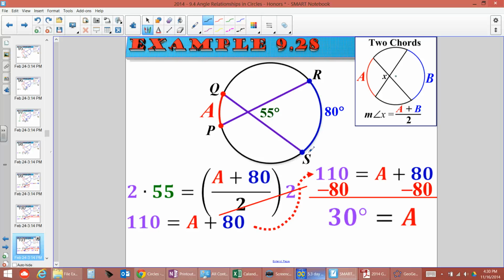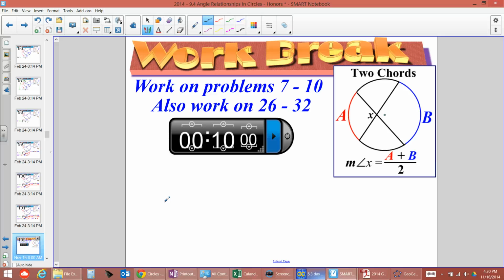That's how we would do it if we don't know one of the arcs, and we do know the angle. We can work backwards and solve for the missing arc. That'll help you with 7 through 10 and 26 through 32. Again, pause the video if you want to work on it. I'm going to go on with those.